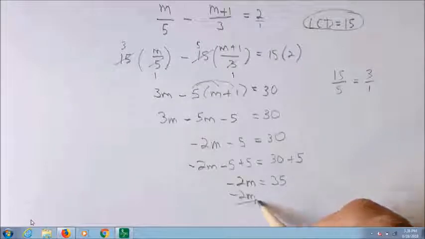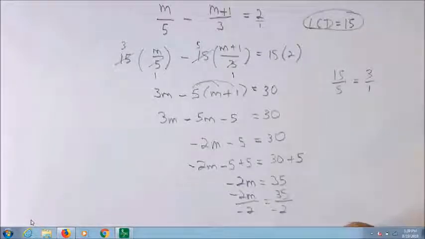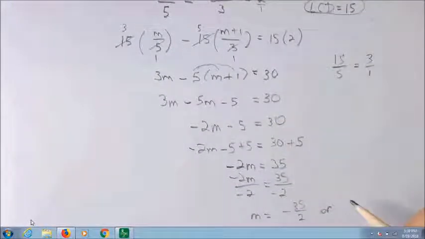Divide both sides by negative 2. And I have m equals negative 35 over 2, or with decimals, m equals negative 17.5. And don't be afraid of decimals. You will see decimals. Not everything's a whole number in math. Don't assume just because you have a decimal that you're wrong. That does happen a lot, and negative numbers too.